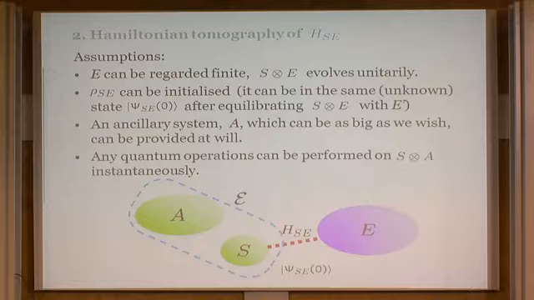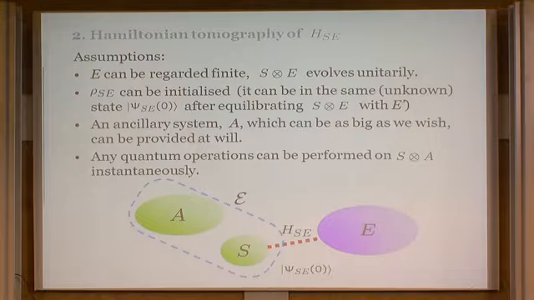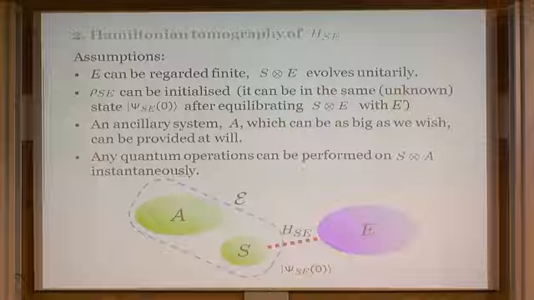And also, we'll make use of some ancillary system, A. This could be quite large in our actual protocol, as I will show later. But anyway, as an assumption, we assume we can have as many ancillary systems as we want, so it can be provided abundantly. And also quantum operations on this side. Because, by almost definition, we can't touch E directly, but the things on our side can be manipulated and measured at any instance, at will.